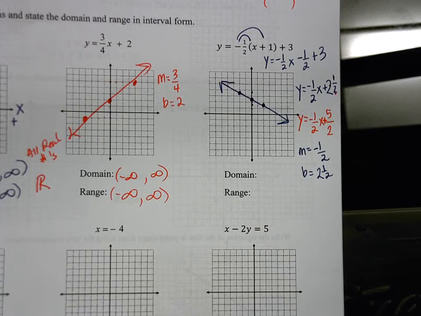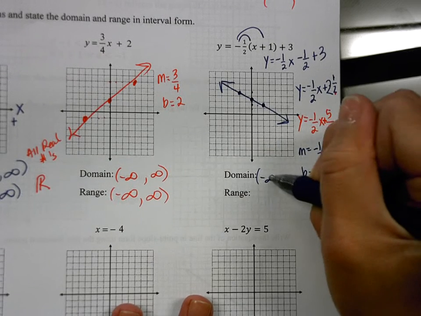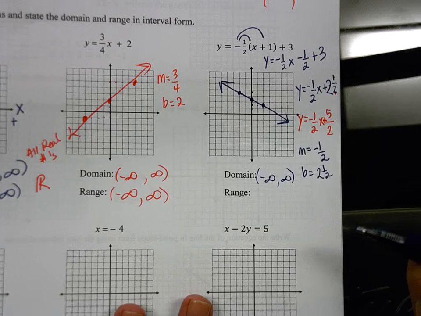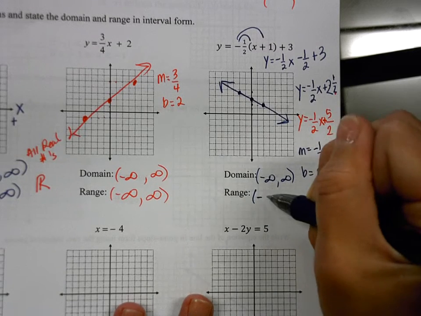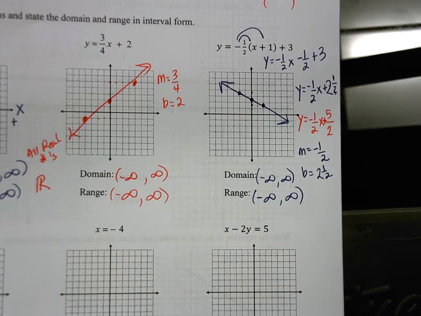Okay, what's my domain on this? Good. Negative infinity to positive infinity. And the range? Good. Negative infinity to positive infinity. In your groups real quick, can you explain to each other why both of these are negative infinity to positive infinity?